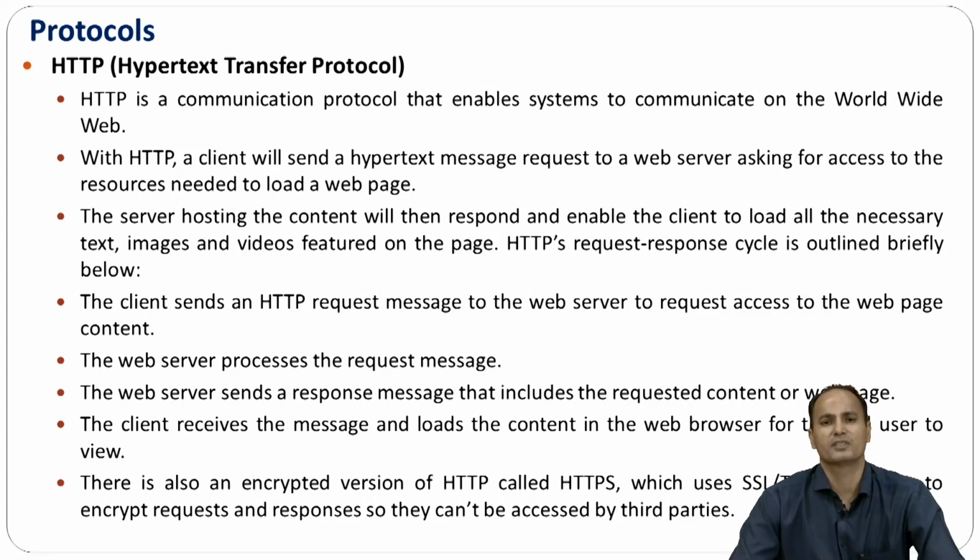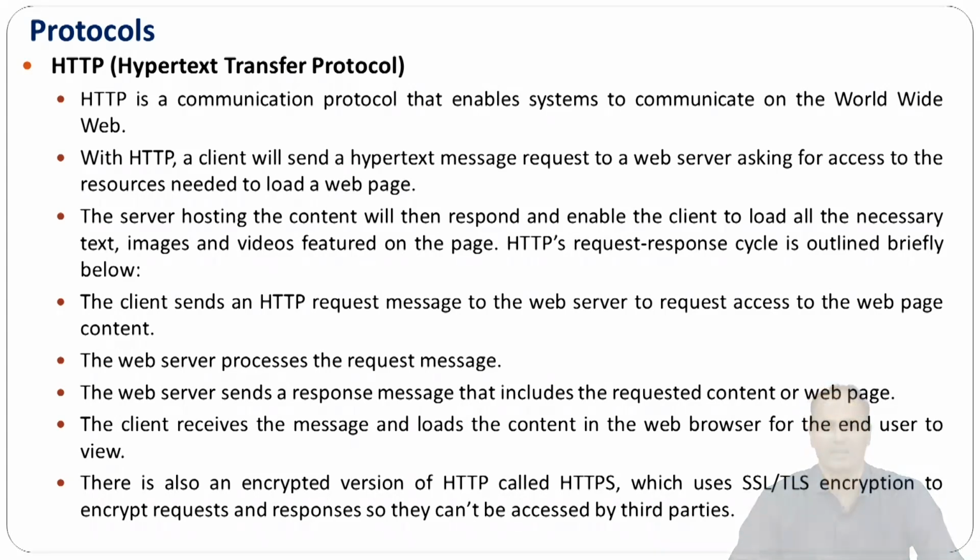The web server processes the request message and performs actions based on the requested data. The web server sends a response message that includes the requested content or web pages. There is also an encrypted version of HTTP called HTTPS, which uses SSL or TLS encryption to encrypt requests and responses so that they can't be accessed by third parties, to ensure the security of the data or messages.